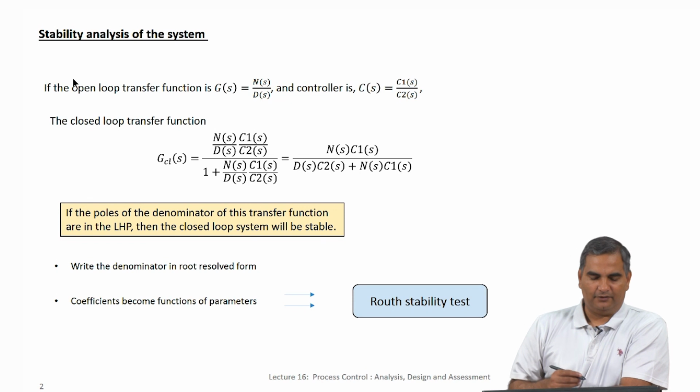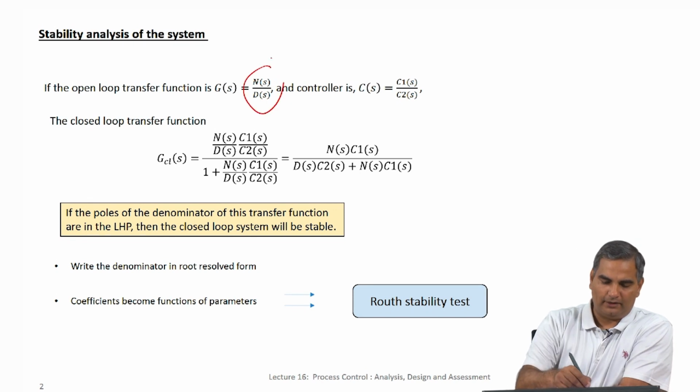So, remember the open loop transfer function g of s, we will have a numerator by a denominator form.